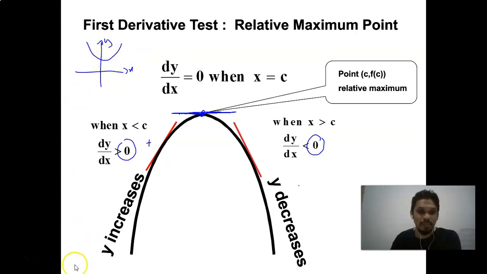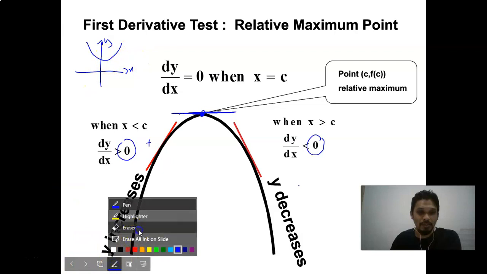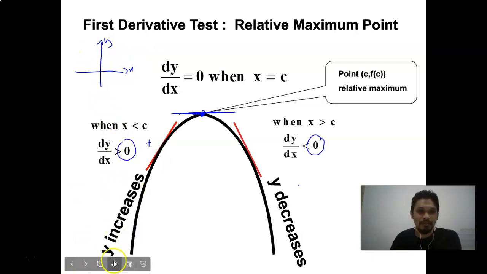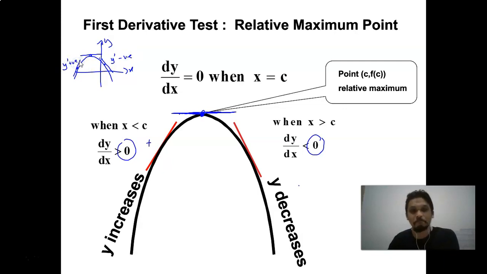Oh no, sorry, wrong example function for this part. Okay, let's say this is the curve. At this point y increases, at this point the gradient equals 0, and at this point y decreases, where y prime is negative, and here is where y prime, or dy/dx, is positive.